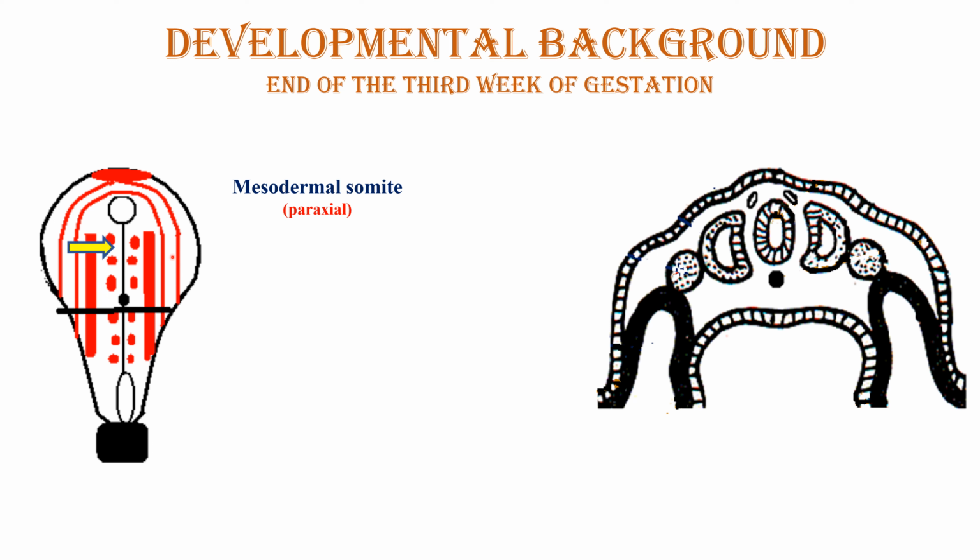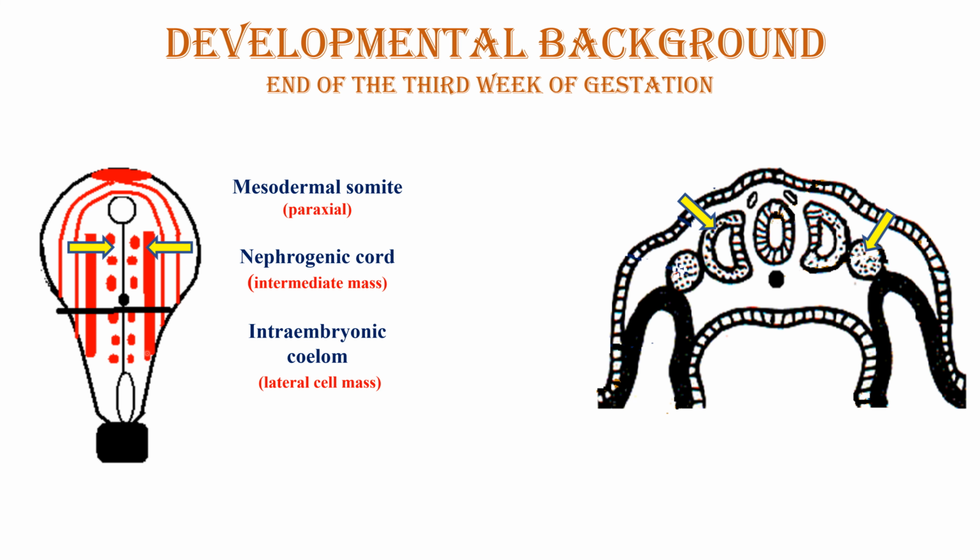In the intermediate line here, the medial part, this is what we call the nephrogenic cord, which is the intermediate mass of the intra-embryonic mesoderm. Here we can see both of them, the nephrogenic cords. Then the lateral cell mass, or the intra-embryonic coelom, will end up as a mass of different cavities which will coalesce to form a single cavity. Over here, that's the single cavity which you call the intra-embryonic coelom.